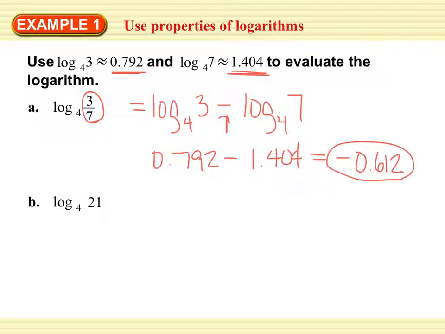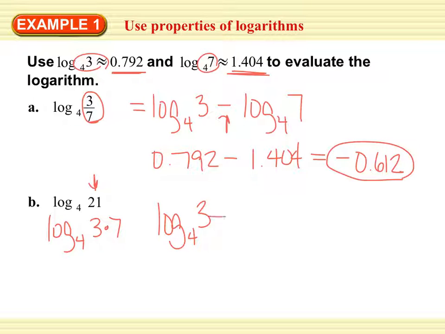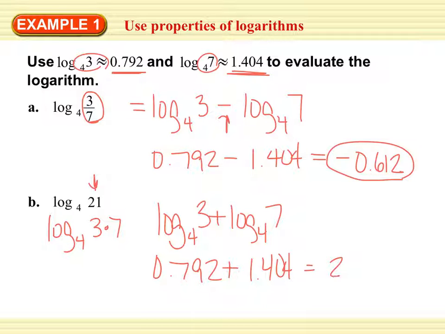Cool? All right, I only have 3 and 7, but here I'm using 21. That's going to be the same as log base 4 of 3 times 7. So I can switch that into addition. And that gives me 0.792 plus 1.404, which is 2.196 as an answer.